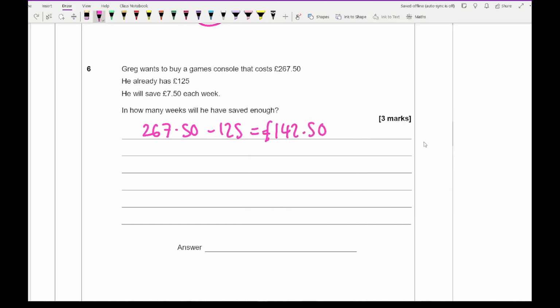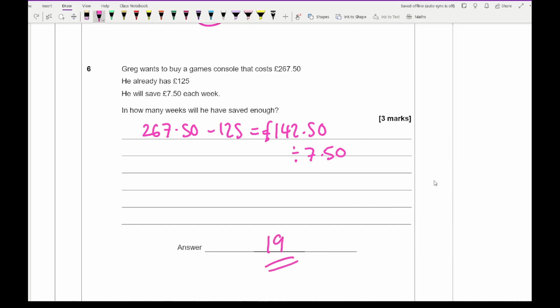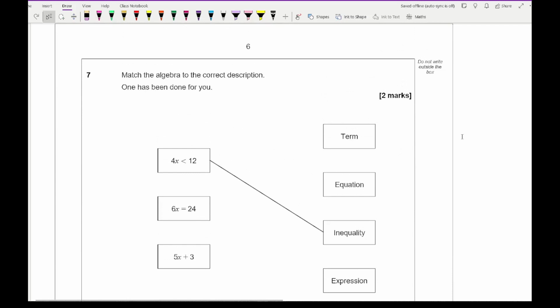Now what we then want to do is divide that by £7.50 to see how many weeks it's going to take, so divided by 7.50 equals 19, so it's going to be 19 weeks. Good luck, Greg. Moving on to question 7, it says match the algebra to the correct description.